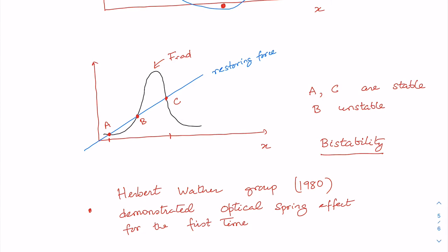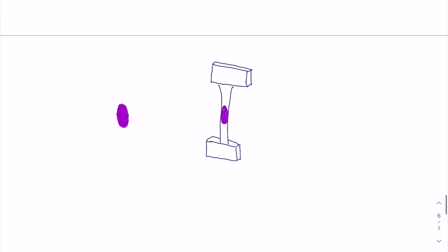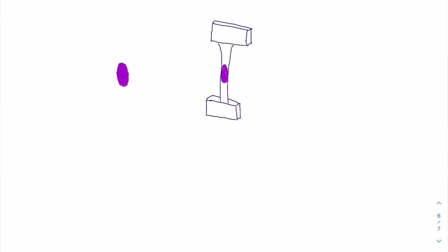In fact, all these effects have been experimentally observed, demonstrated way back in the 1980s by a Harvard group for the first time. So far, whatever we have discussed, we assumed that the light reacts instantaneously to the position of the mechanical object. That means the force is always an instantaneous function of position, but that is not actually the reality. Now let us consider a cavity optomechanical system driven by a laser light.